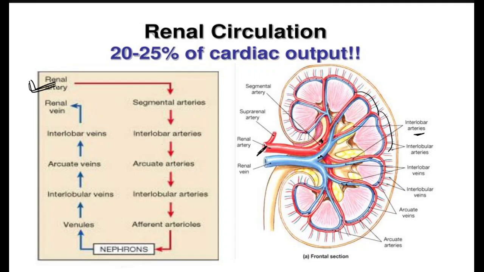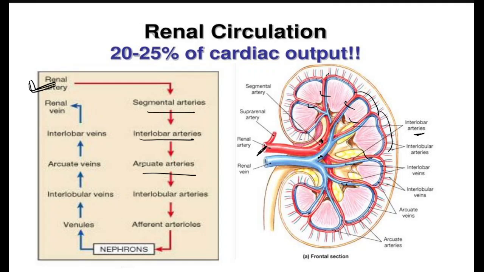From the aorta, the renal artery again divided into the segmental artery. See, 2 to 3 segmental artery. Segmental artery again divided into the interlobar artery. This one is between each lobe, that one is the interlobar artery. It again divided into the arcuate artery.